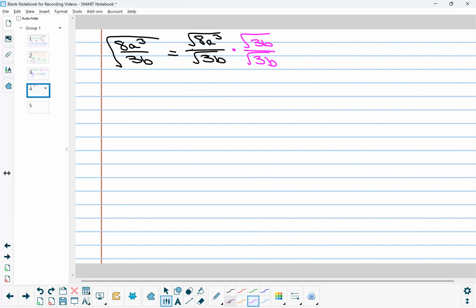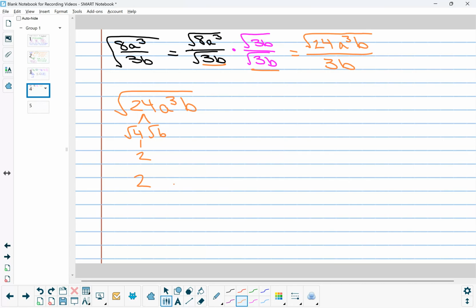Okay, and now I'm going to get a product of those things. So, and they're all under radicals, so 8 times 3 is 24. A cubed b, I can multiply radicals or variables together even if they're not like. And here, rad 3b times rad 3b is just a 3b. All right, well now I've got to simplify the root of 24a cubed b. Well, 24 is 6 and 4. This is just a 2, so 2 rad 6.